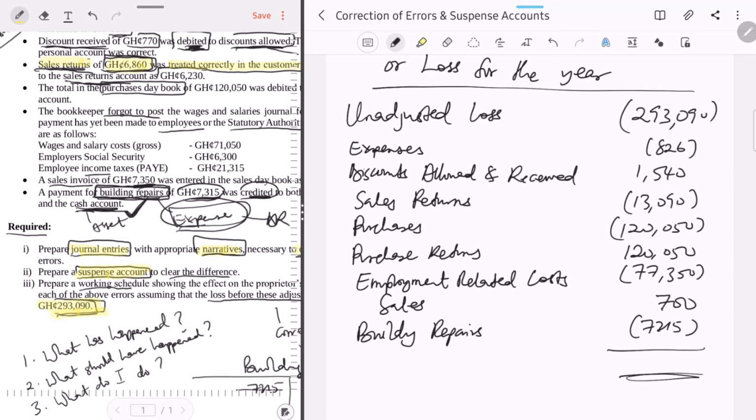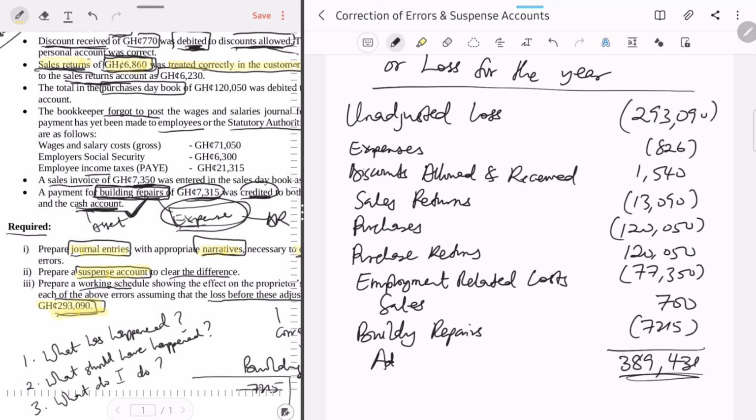All right, so let's just sum them up. So minus 293,090, my calculator, minus 86, minus 293,090, minus 13,090. I can net off the 120,000, so minus 77,350 plus 700 minus 7315. Did you get 389,431? 389,431. So this is my adjusted.